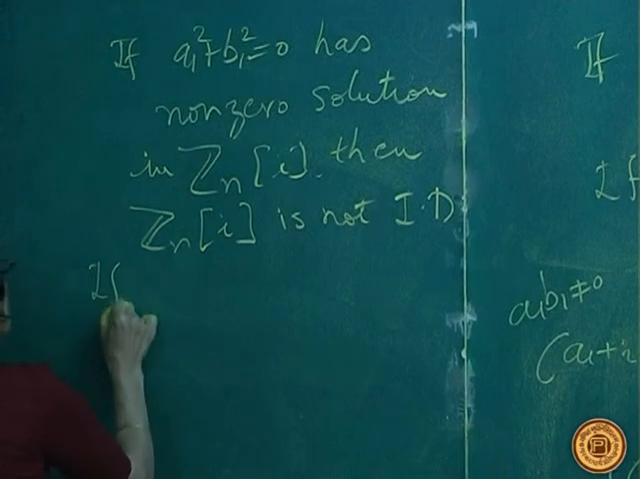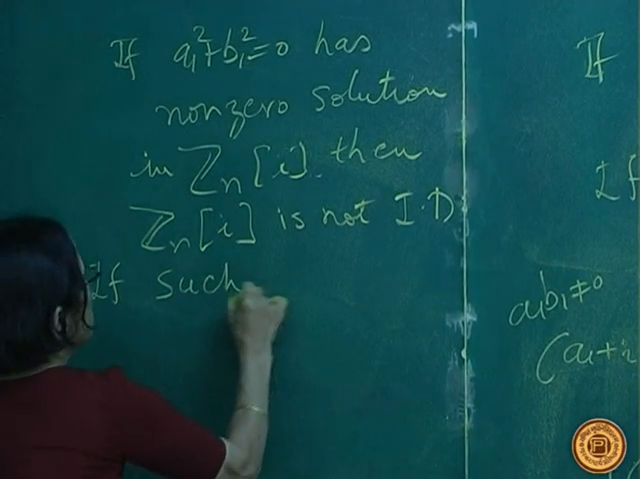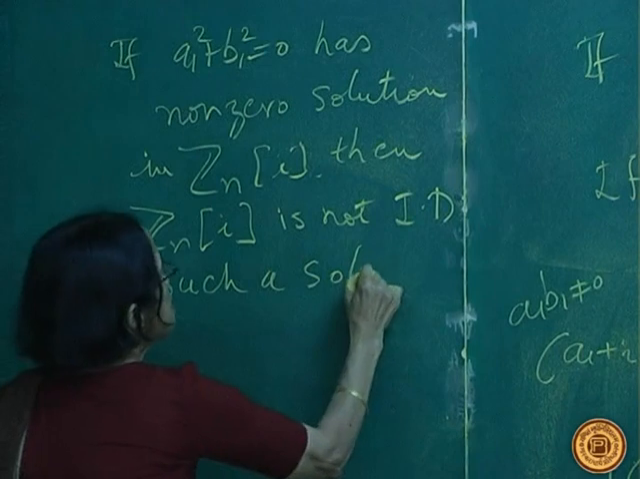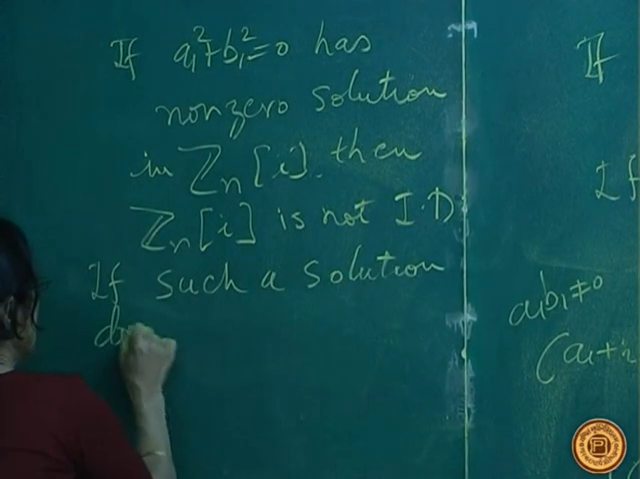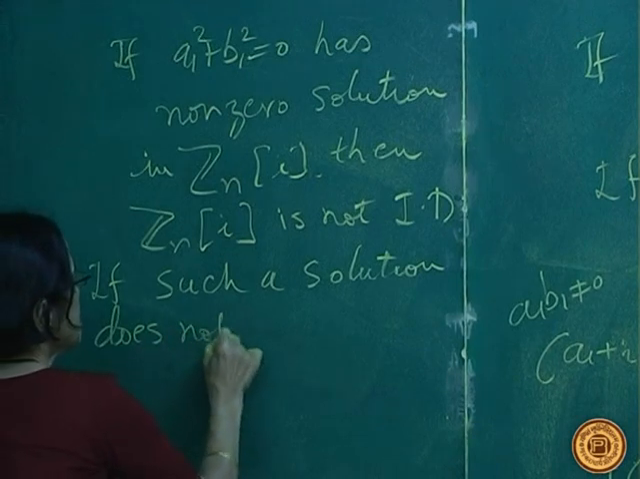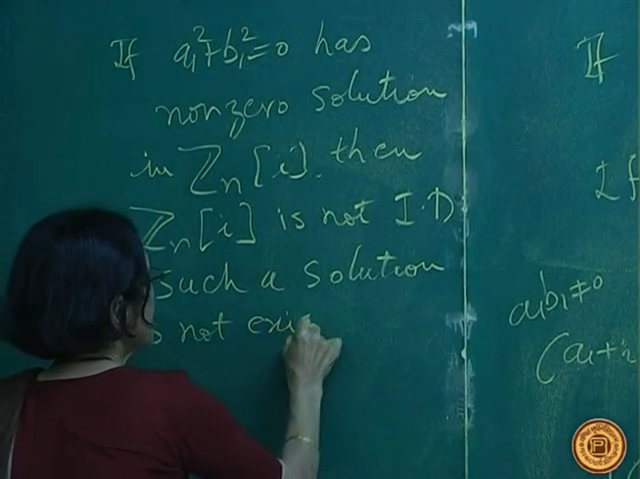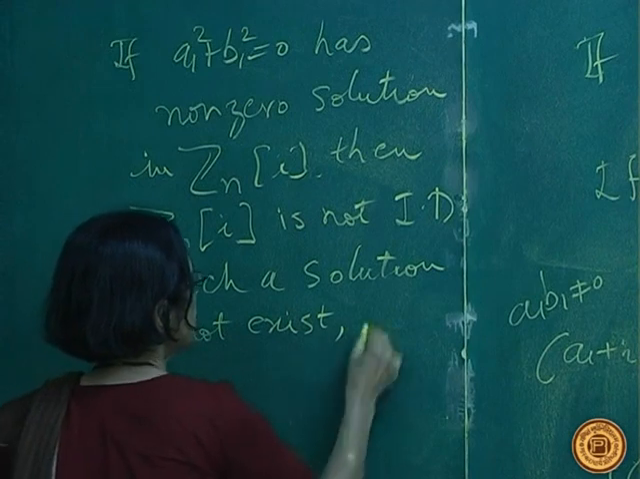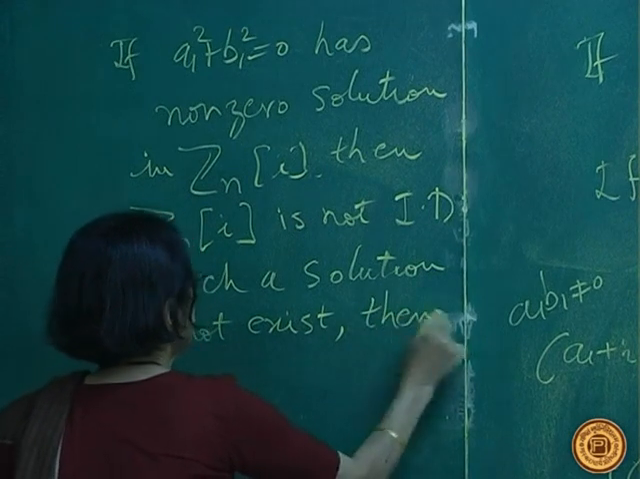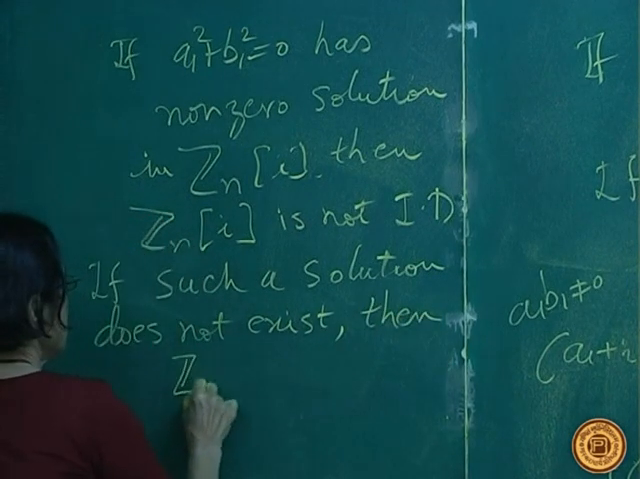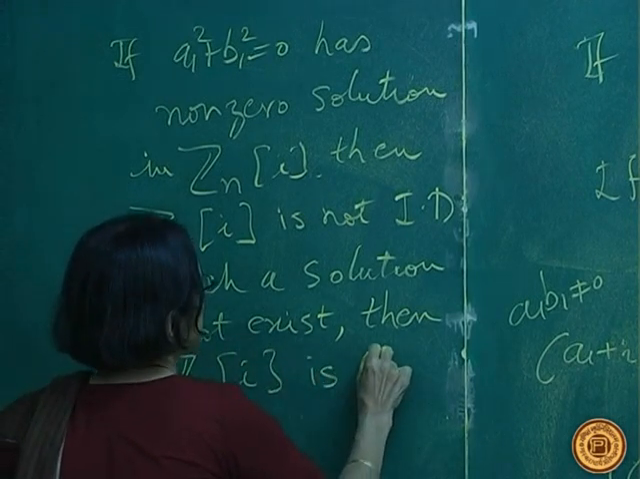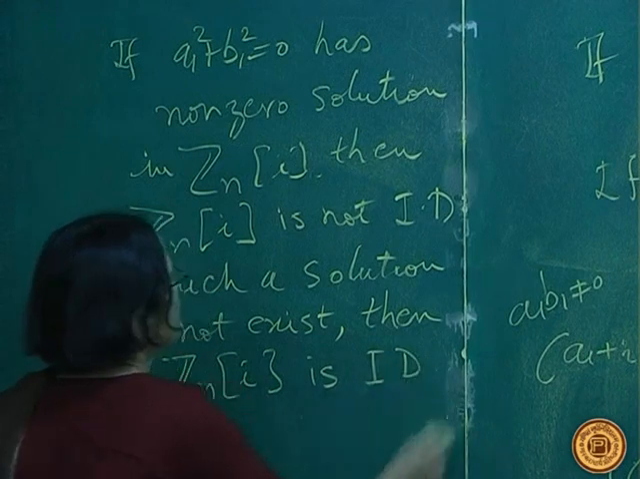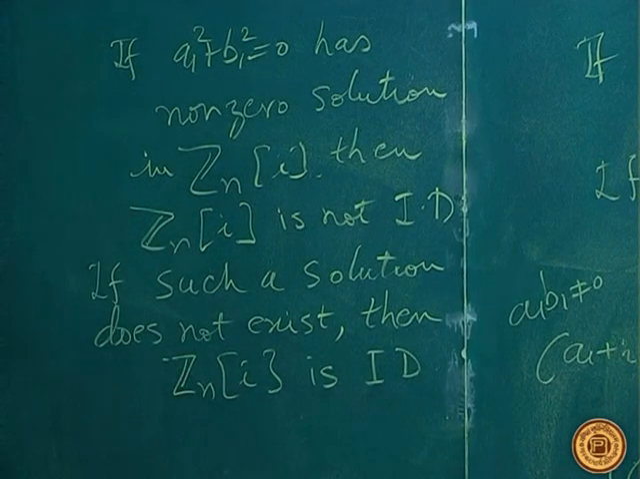If such a solution does not exist, then there are no divisors of 0. So, the same ring Zn is an integral domain and also a field because it is finite.